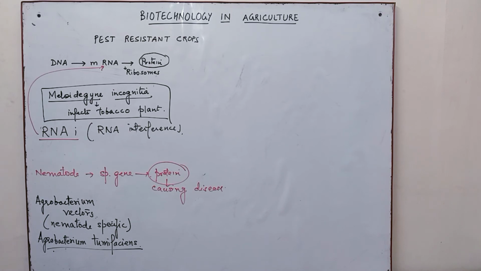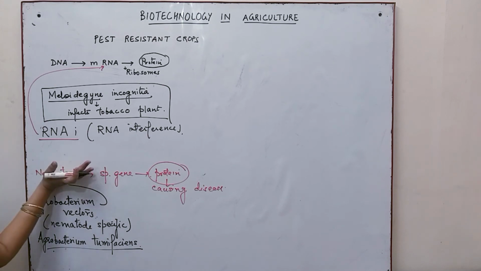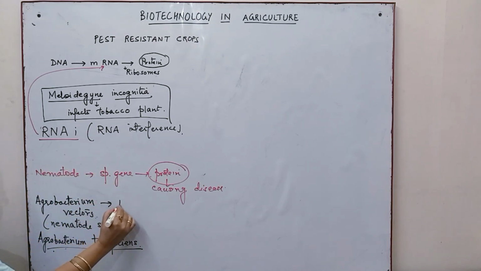Now, what it has done is, the isolated gene is introduced using Agrobacterium as a vector. So this is now introduced into the nematode. Sorry, it is introduced into the plant. Now, in the plant, the transcription and the translation will take place to form double-stranded DNA. Now, it produces the sense and antisense RNA.